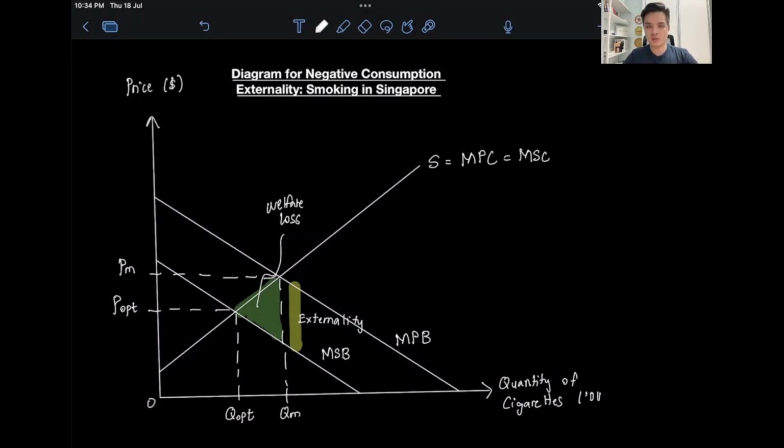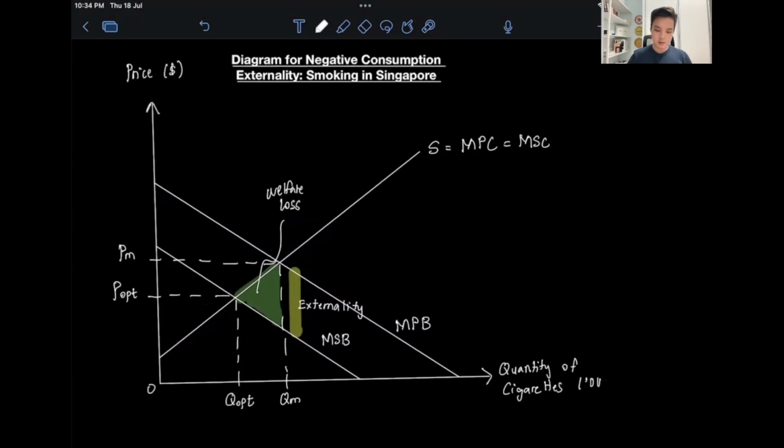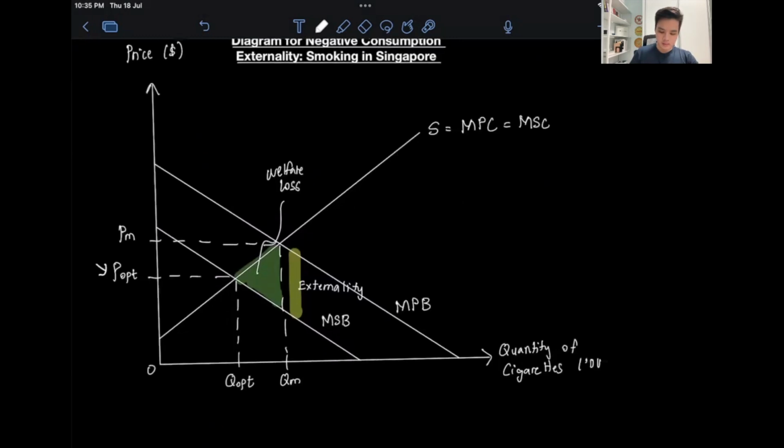Non-smokers do not choose to smoke or enjoy any benefits of smoking, but they incur a harmful cost on their health. So this particular diagram illustrates this example. Once again, we see how the socially optimum price is over here and the socially optimum quantity is over here. But we see that the free market is actually producing at a level that is higher than what is socially optimal, right? Your QM is higher than your QOPT.